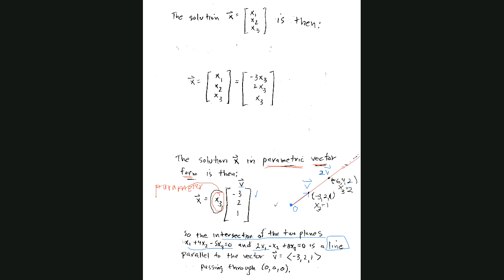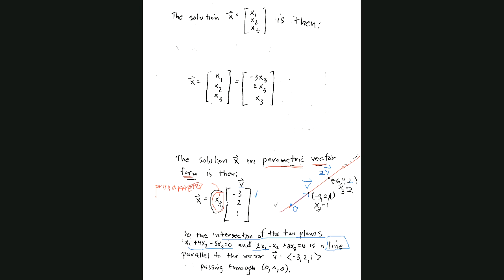So does that make sense so far? Are we good so far? Are there any questions? Can the parameter take on negative values? Absolutely.